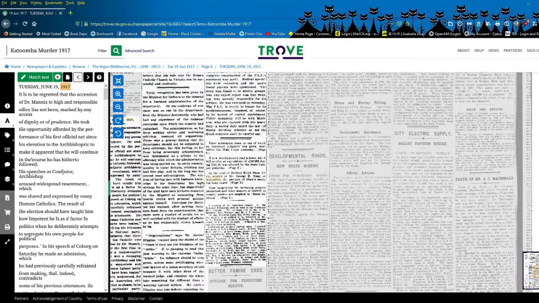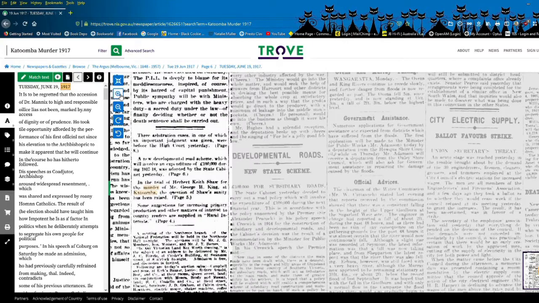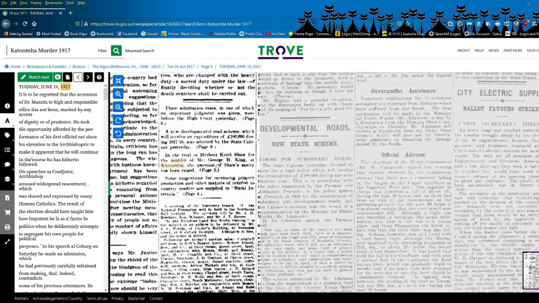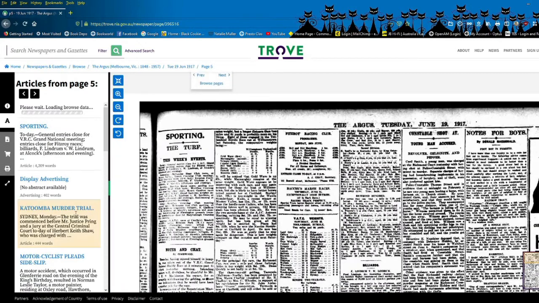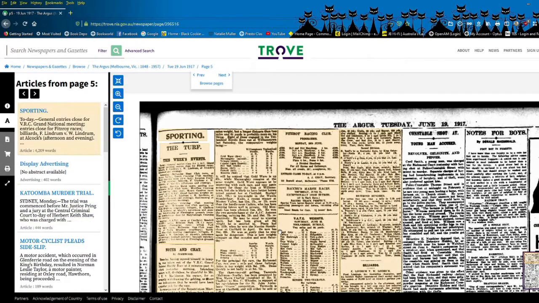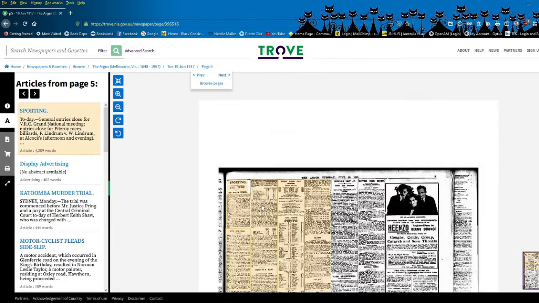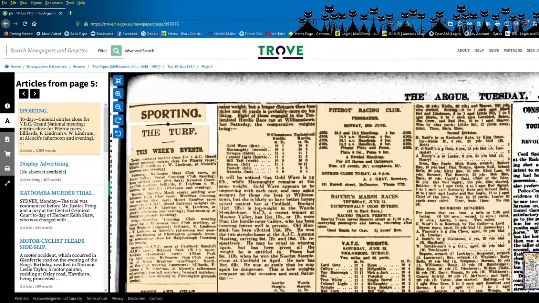And actually this one is one where the main story is not the one that we're after. It's actually a small bit, and this one's quite good because it can show you how you can move back a page in the paper. So we go back to page 5 and we get the story that we are looking for. We have to search the page.